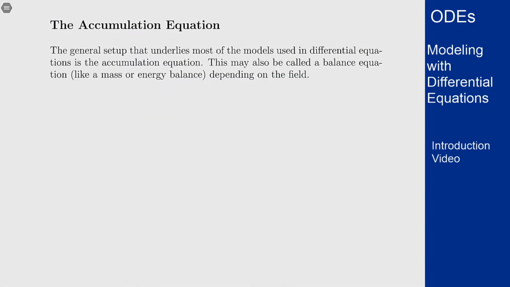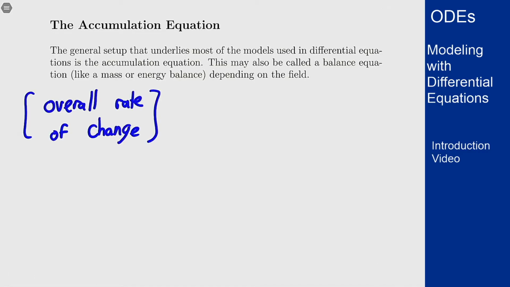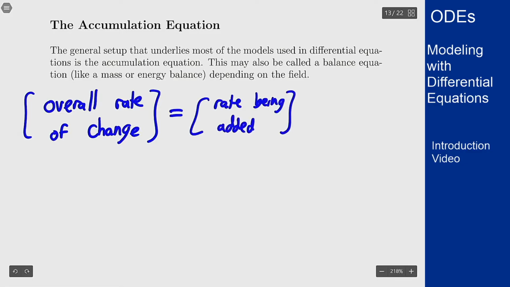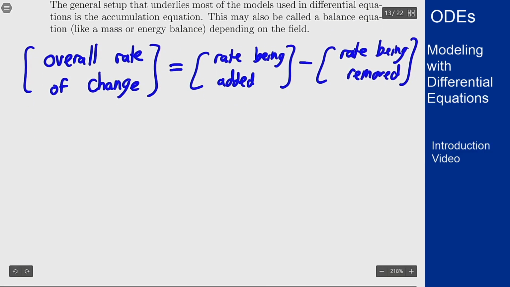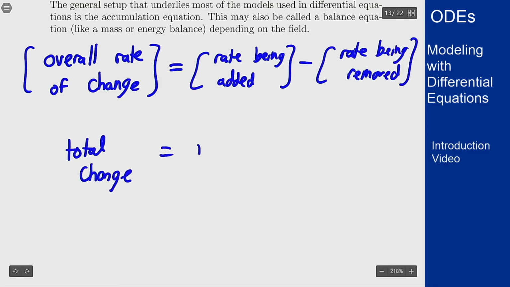The general step that underlies most of the models that we will see that are used pretty much anywhere is the accumulation equation. Depending on your field, this could be a mass balance or an energy balance, or depending on what class, a bunch of other balance type equations. But the idea is all really the same. And it really comes down to the following. The overall rate of change of some quantity is the rate it is being added to, minus the rate being taken away. The way I normally picture this, the total change, or net change depending on how you're talking about it, is the rate in minus the rate out.